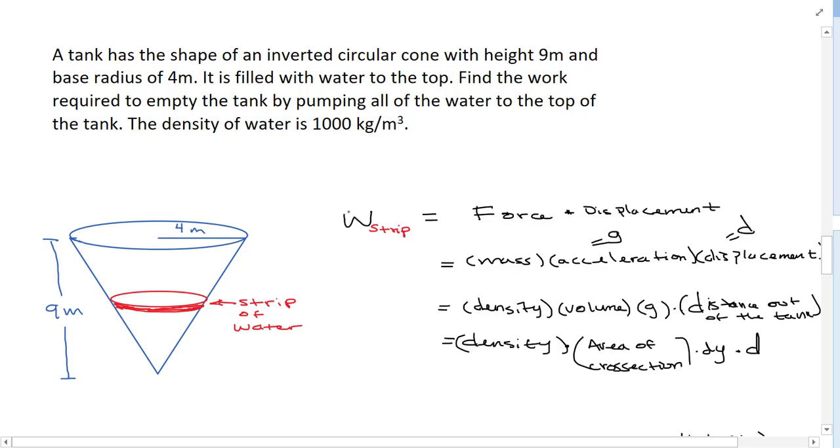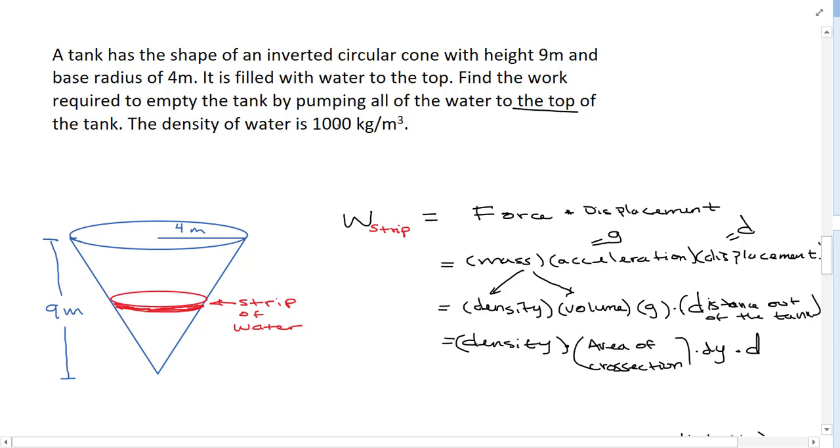So in class, we talked about the work for just a strip of water. If I take a random strip of water here, the work is force times displacement. And force is mass times acceleration, so we'll call it G for gravity, and displacement is D, the distance that it has to travel out of the tank. Since it's being pumped to the top of the tank, it's going to have to travel a distance upwards. And mass is density times volume.